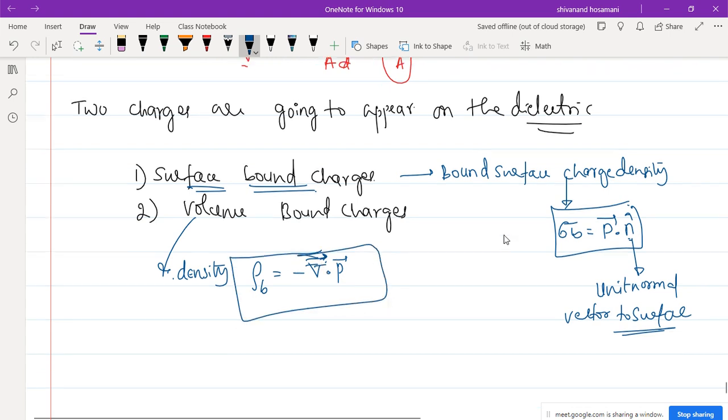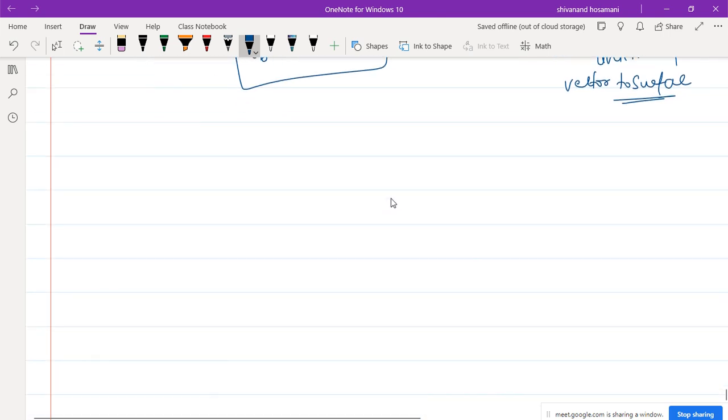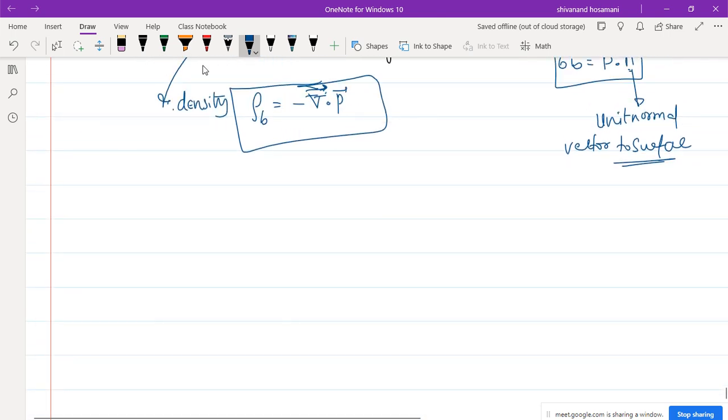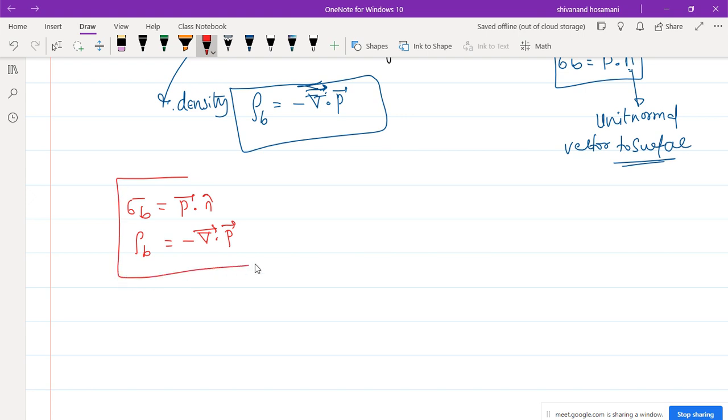Sigma is nothing but a charge density. See, I'll write those equations again. Sigma b is nothing but the surface bound charge density, that is p vector dot n cap. Similarly, rho b is defined as the volume bound charge density, that is minus del dot p vector. So these are very important relations. These are the two types of charges that appear on the surface of the material.